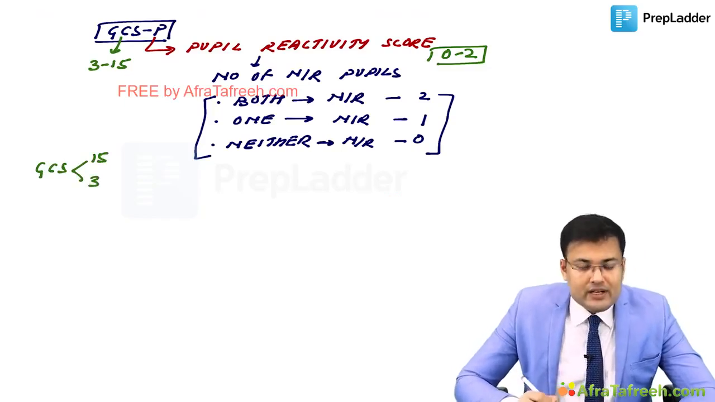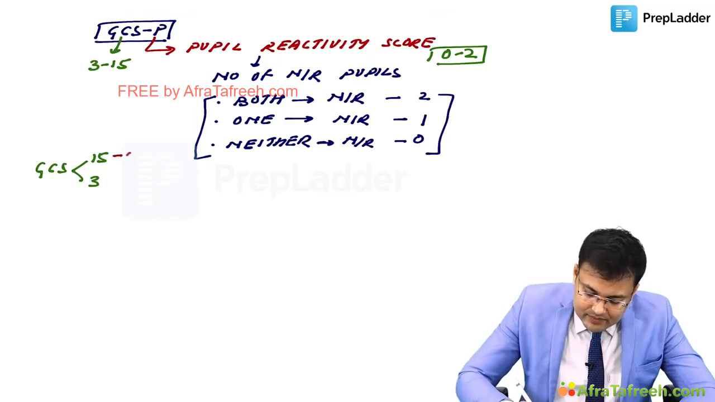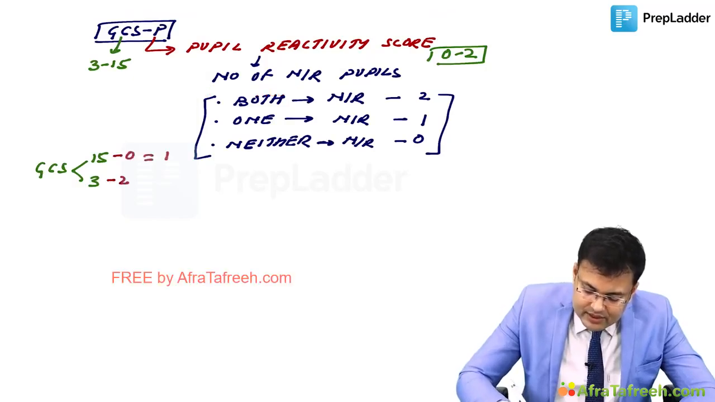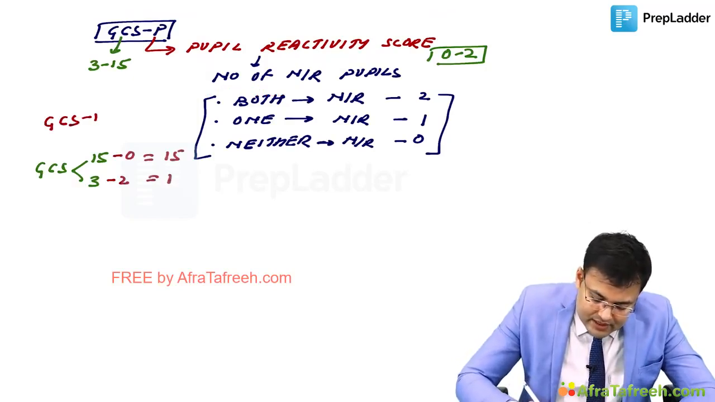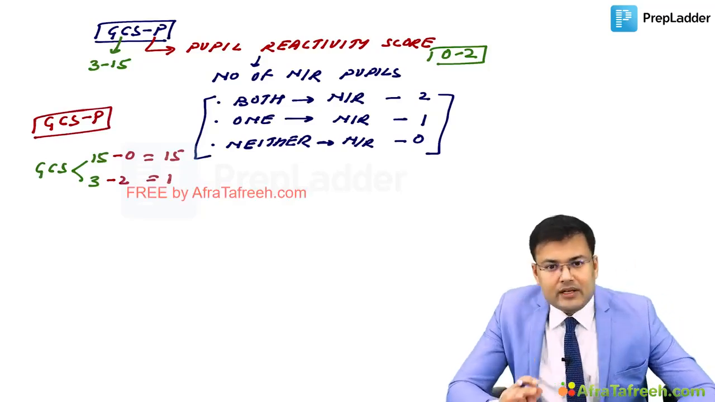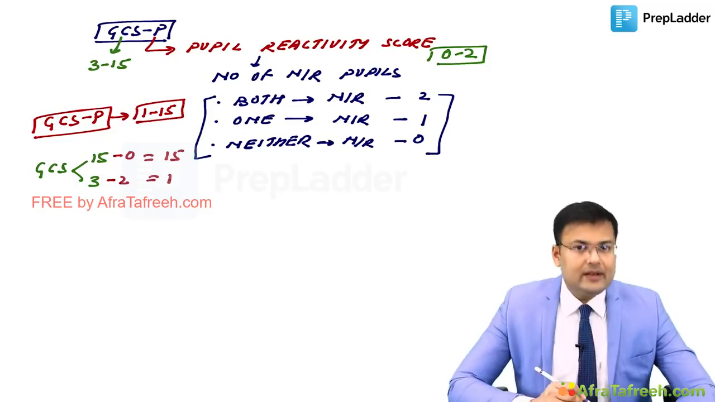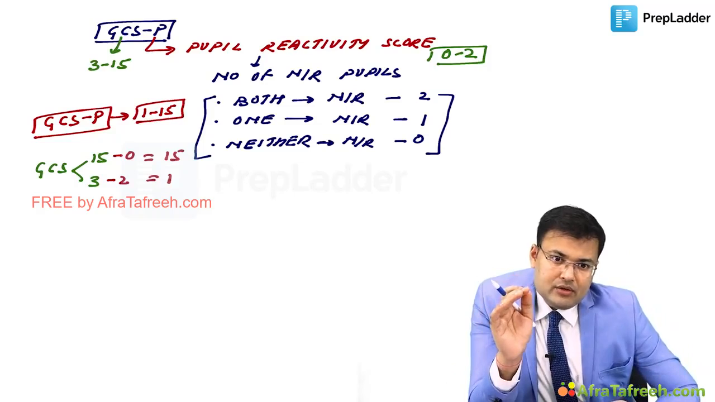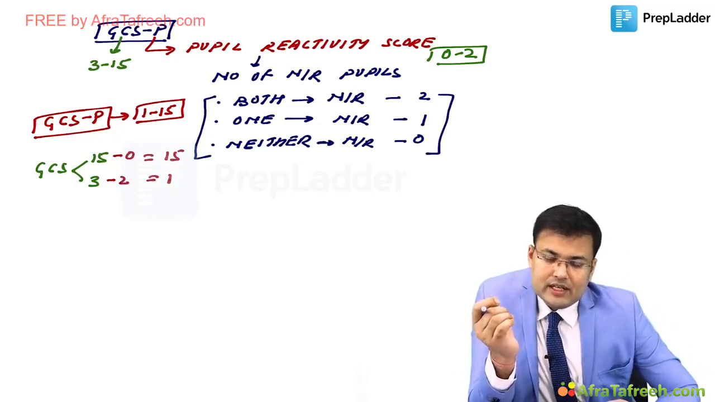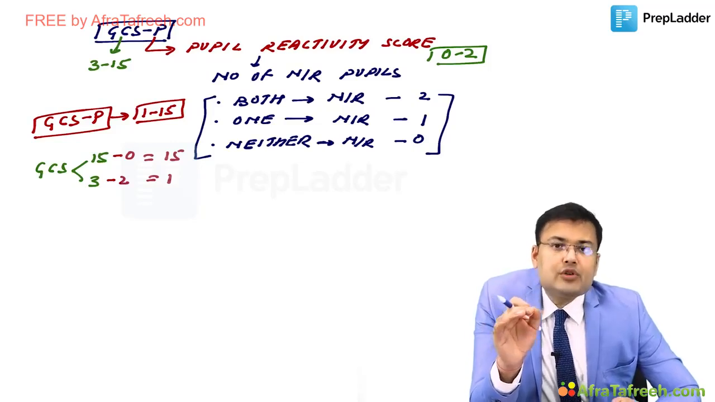And if we want to calculate GCSP, the maximum GCSP is 15 minus 0, that's 15, and the minimum GCSP is 1. So if you are going to calculate GCSP, meaning GCS minus pupil reactivity score, it varies from 1 to 15. Clear? So GCSP means Glasgow Coma Scale minus pupil reactivity score. Maximum is 15 minus 0, that's 15. Minimum is 3 minus 2, that's 1. So this is one update, it's a potential question.